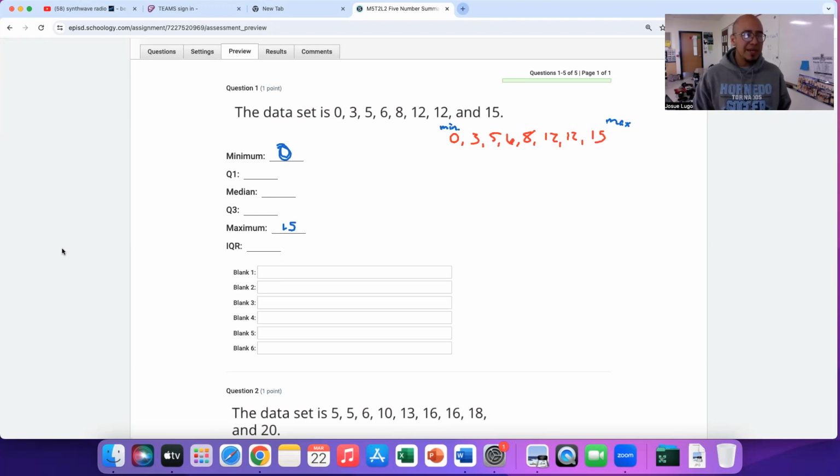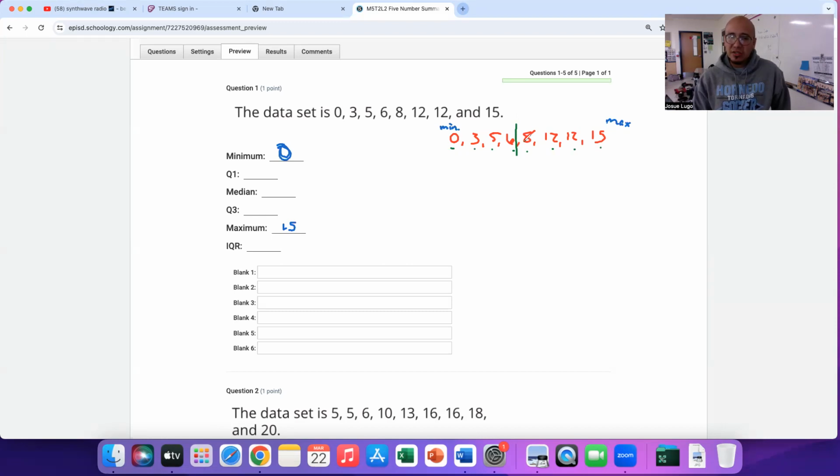Let's move on to the median. Remember, median is the one in the middle. And so in this case, since we have an even number of points, there are going to be 2 numbers in the middle. So we have 0 and 15 are together, 3 and 12, 5 and 12, and we have 6 and 8. 6 and 8 are both in the middle. Now, notice that 6 is part of the lower half of the data, and 8 is part of the upper half of the data. Right? There's 4 numbers on the bottom and 4 numbers on top. The 6 is not the one in the middle, neither is the 8. It's going to be the average of these two.